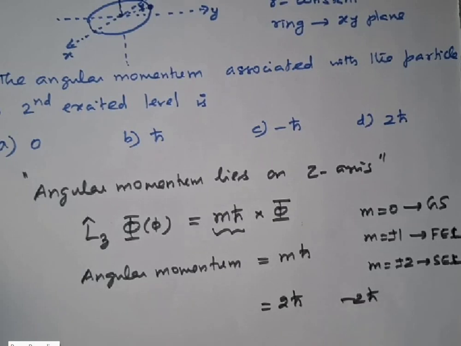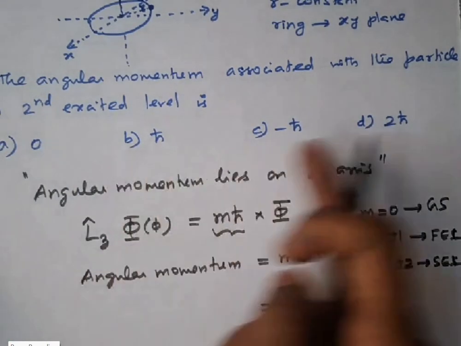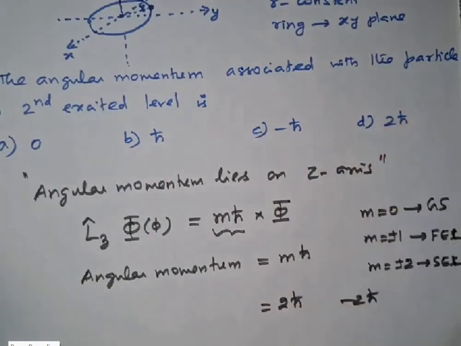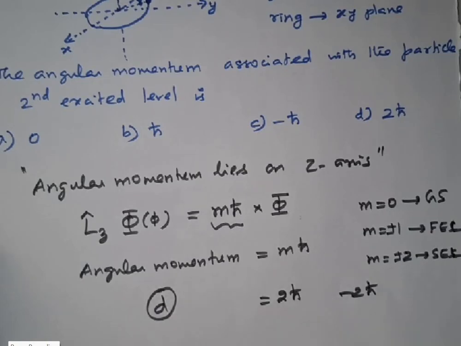Both these values are allowed. But among the options, minus 2 h cross is not there, and the only option available is 2 h cross. Therefore, the correct option for this question is option D. Is this clear to all?